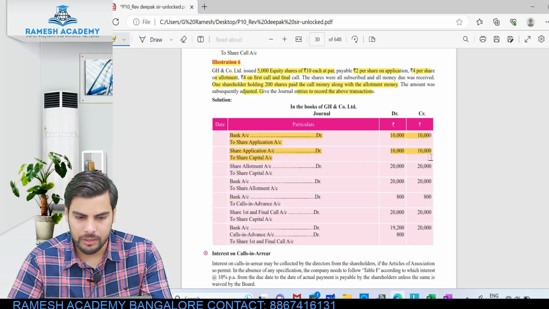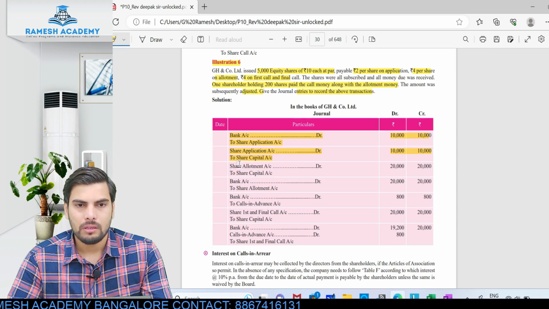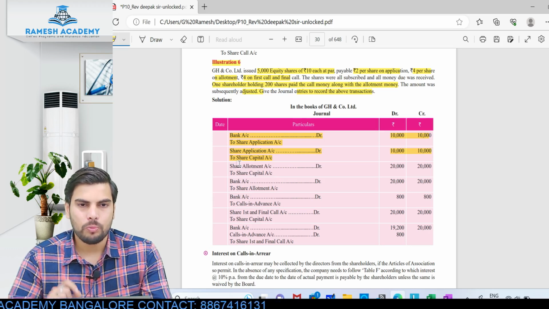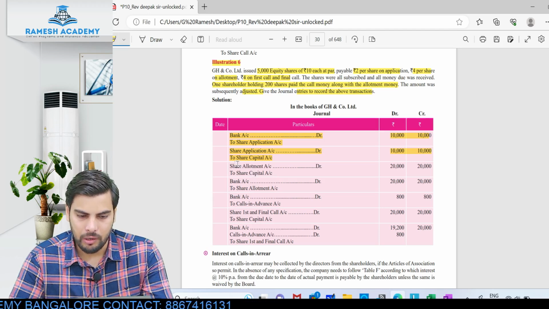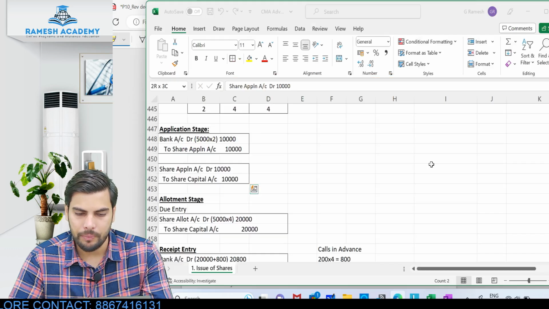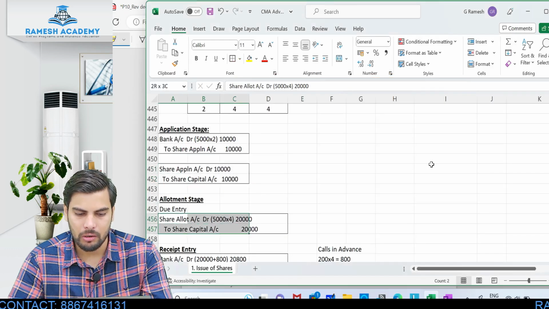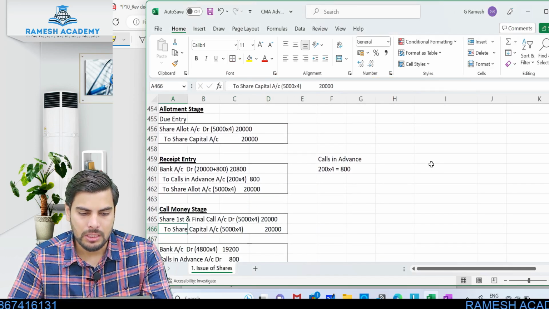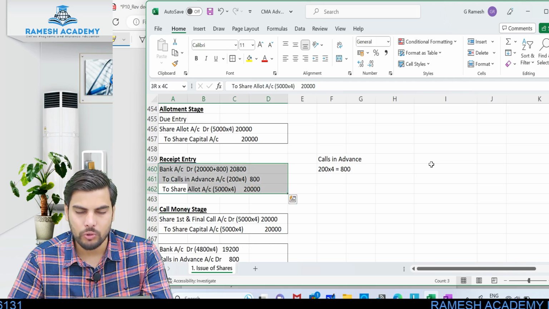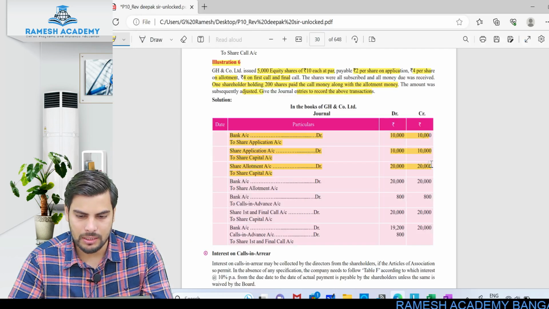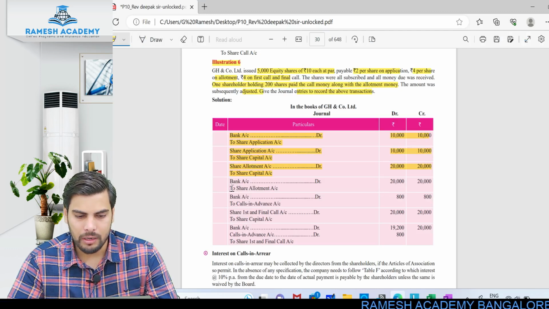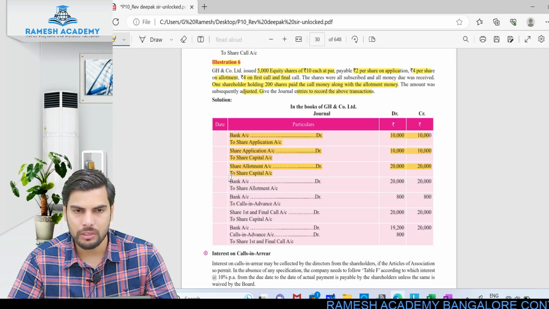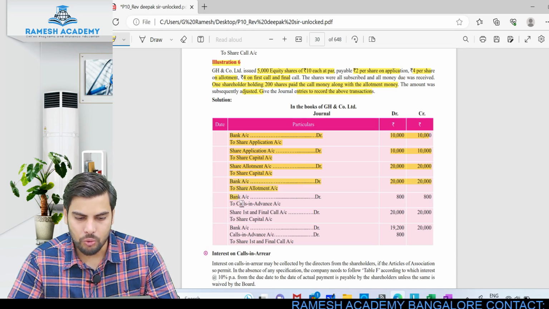After this, in the second stage and onwards, we need to pass the due entry first and then the receipt entry. Look at the due entry: share allotment account debit to share capital 20,000, 20,000. Then while passing the receipt entry, we should give effect to calls in advance. Let's check this entry. They have passed two entries separately. If you club these two entries, the entry would still be the same as what we have got.